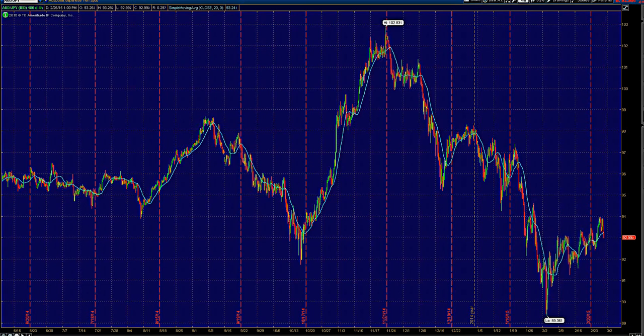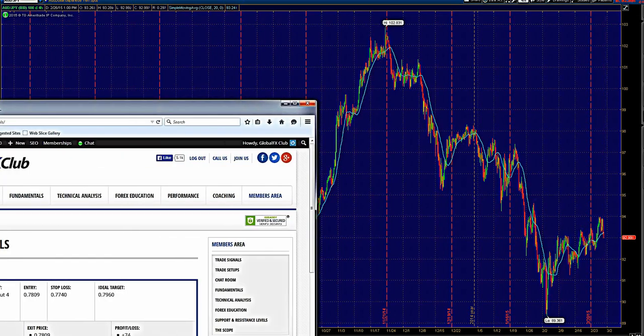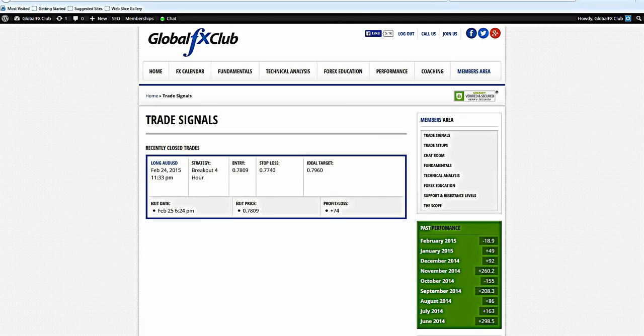If we jump into the members area, in the members area you can see a lot more. We recently sent out an email talking about the updates. You can see when you click on trade signals, you'll see the open trades and the closed trades.